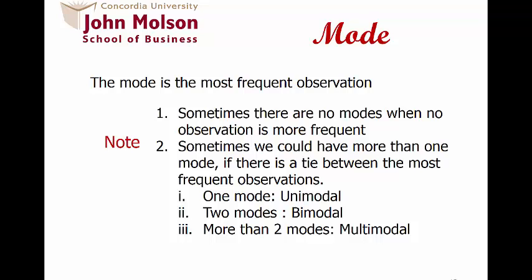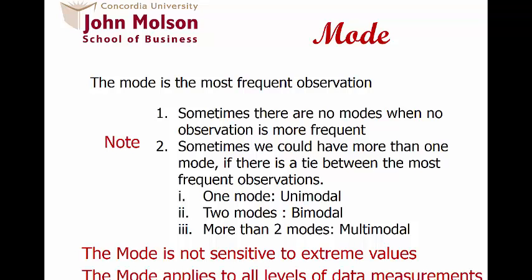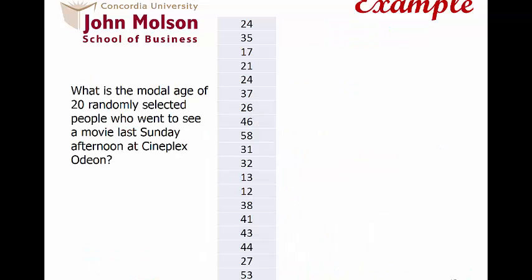In this case, if I have one mode, I call it unimodal. If I have two modes, it's bimodal. If I have more than two modes, it's multimodal. Let us take an example, and of course the mode is not sensitive to extreme values. And the mode applies to all the levels of measurement, including nominal. For example, I have the proportion of people with blonde hair, black hair, and brown hair. And the population with brown hair is at 60%, which is higher than the others. Then the brown hair category would be the mode.